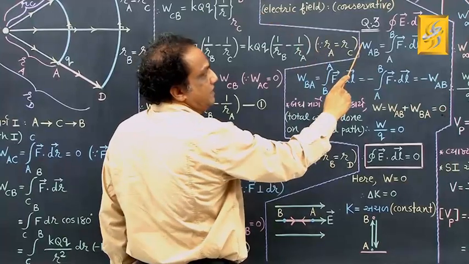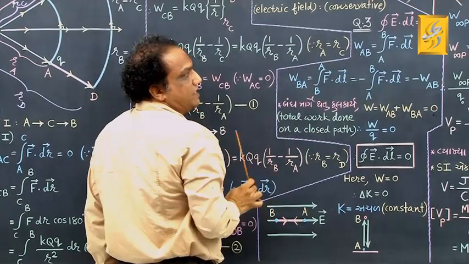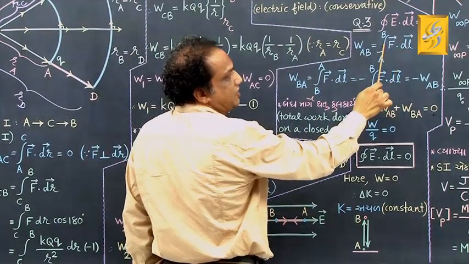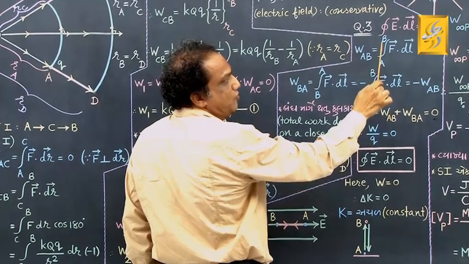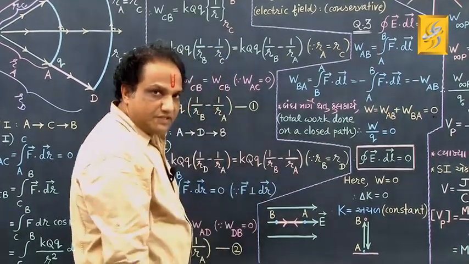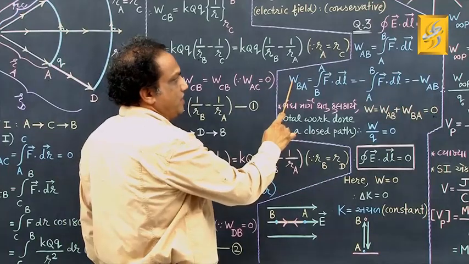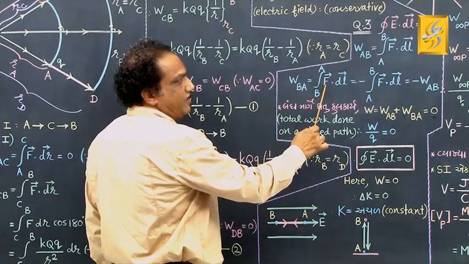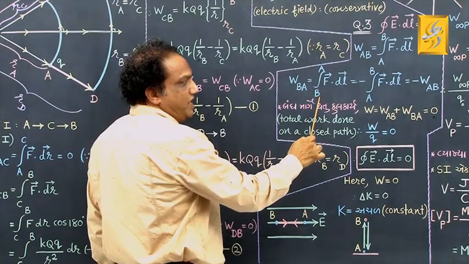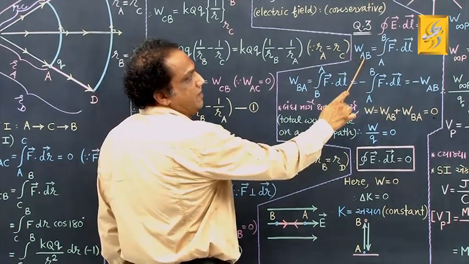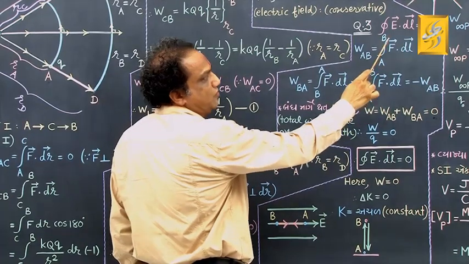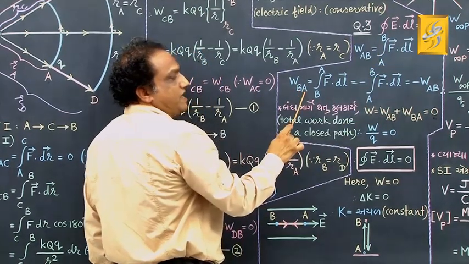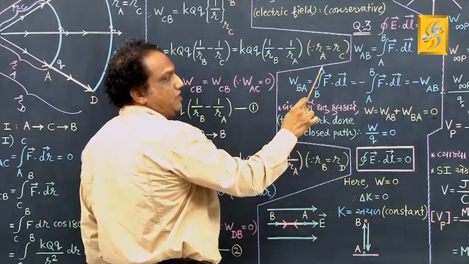according to the formula, WAB is nothing but the line integration of force from A to B. Correct? Similarly, WBA can be written this way: integration of vector F dot vector dl from B to A. Here it is AB, so here also from A to B. Here it is BA, so here you should write from B to A. Correct?